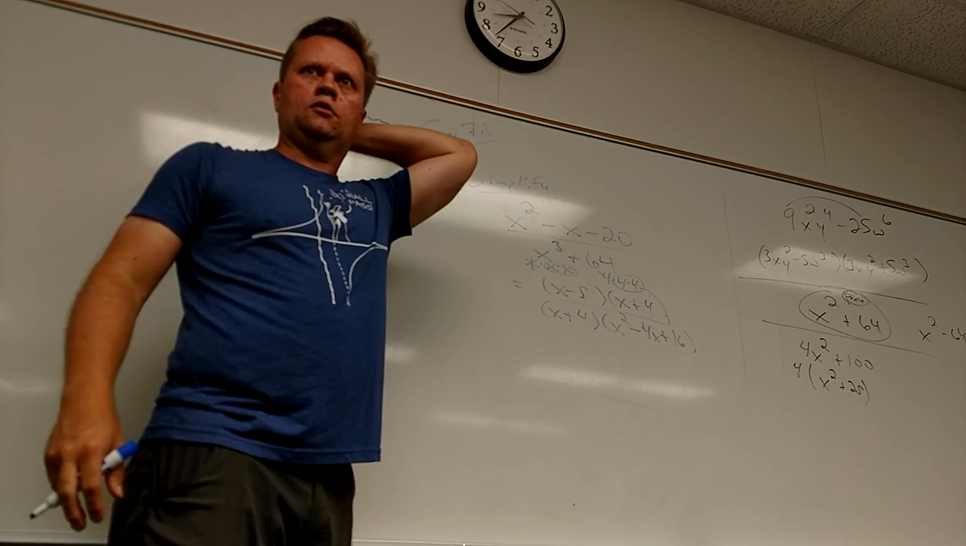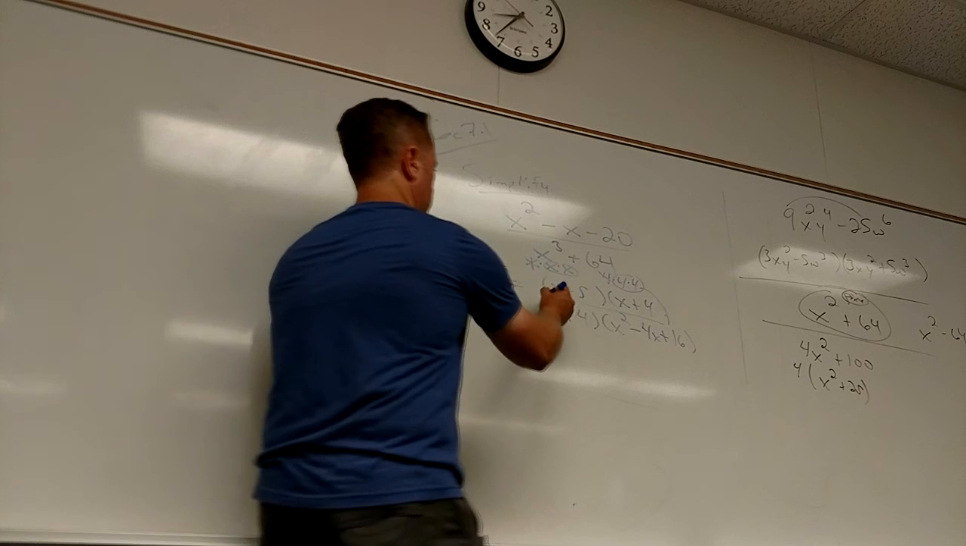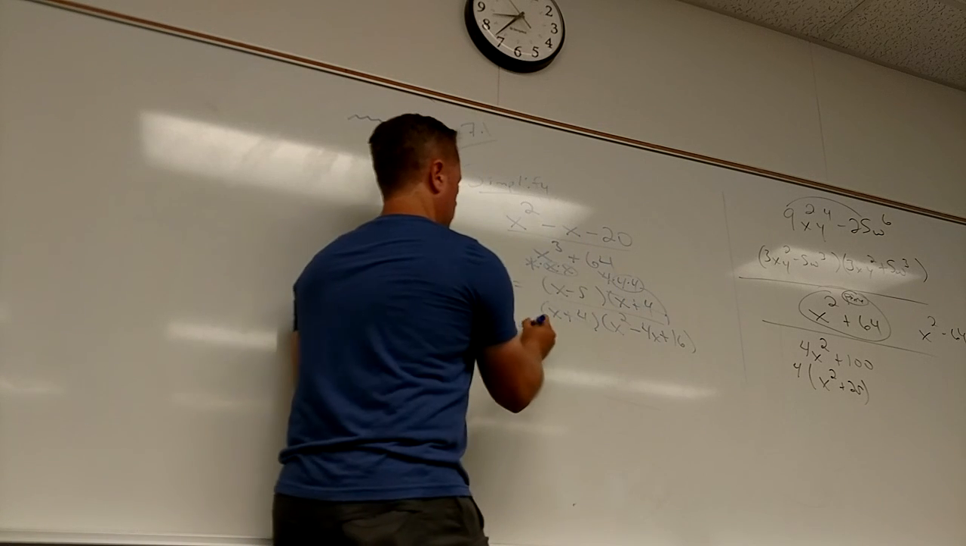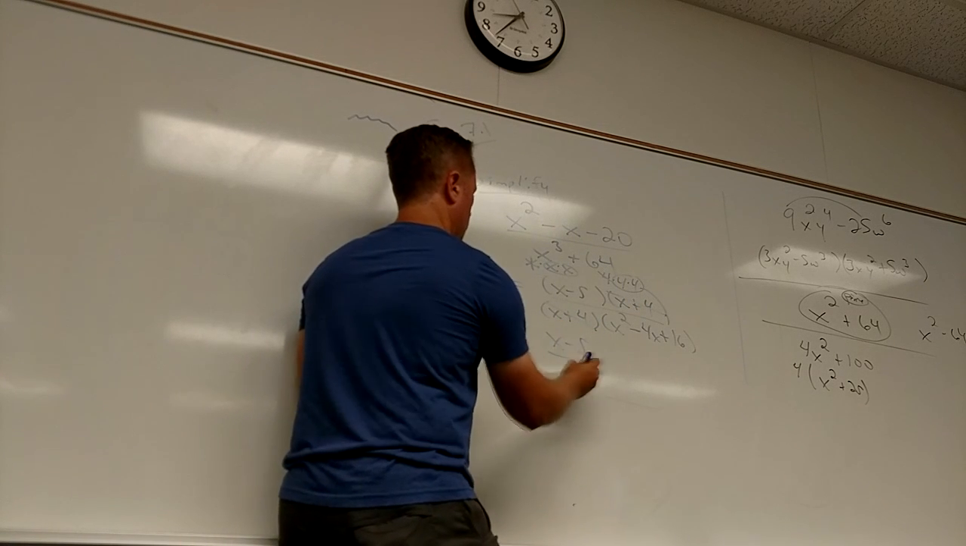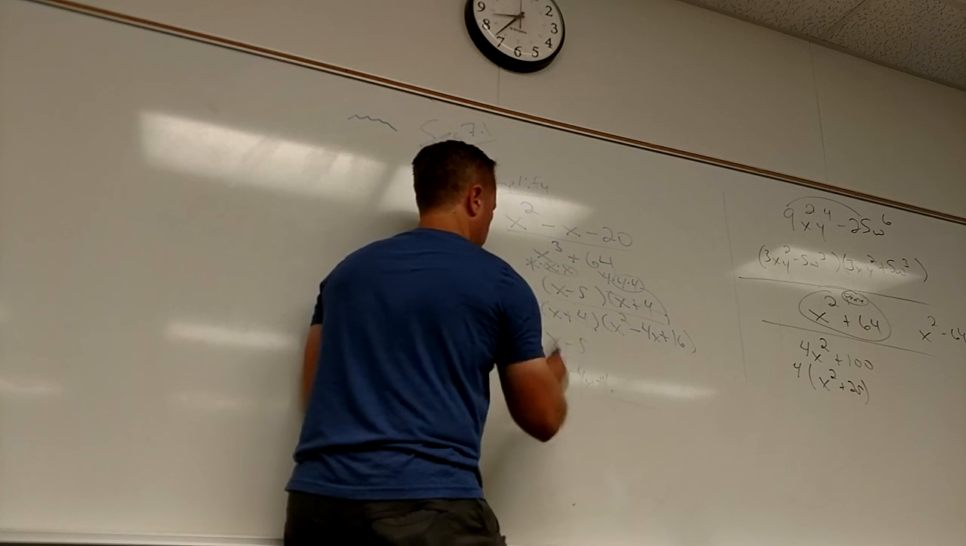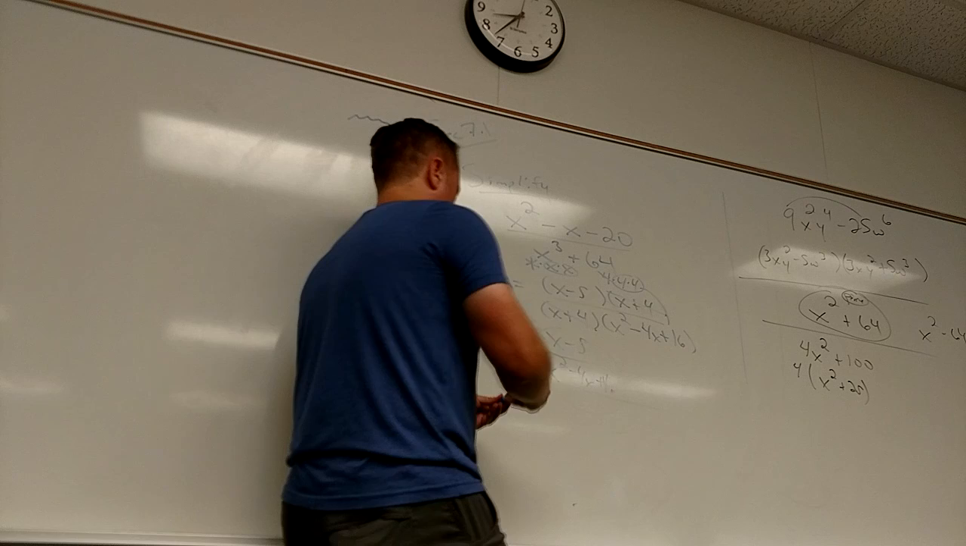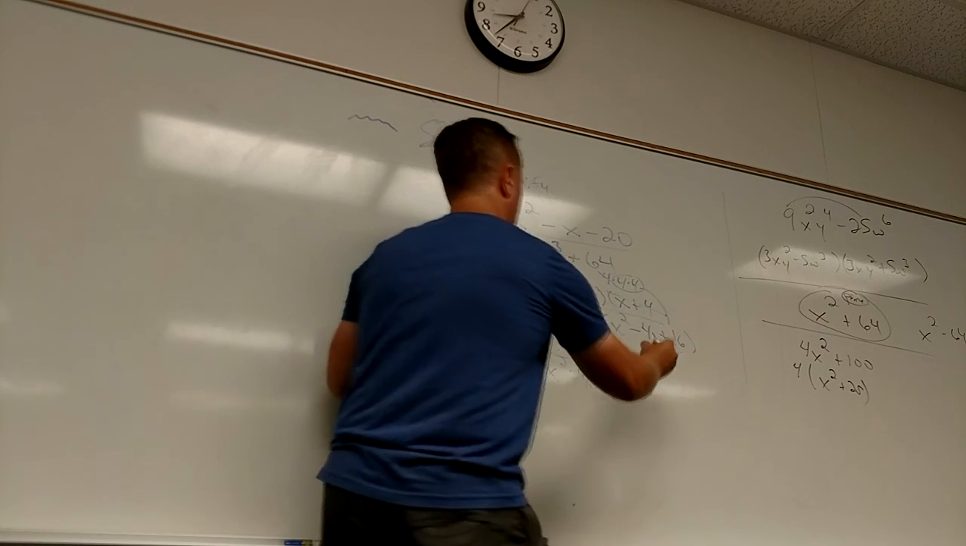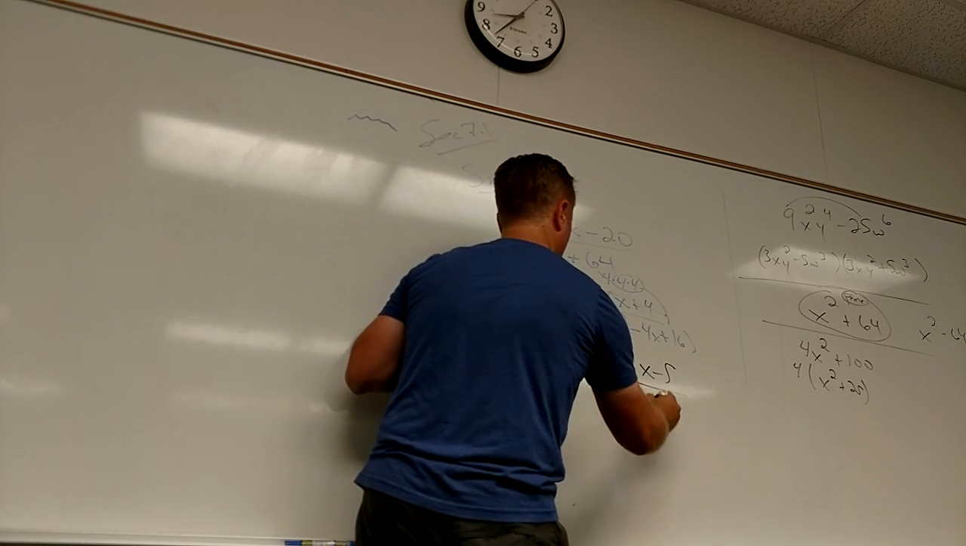You could cancel the x plus 4. Yeah, the x plus 4 is canceled. So you end up with x minus 5 over x squared minus 4x plus 16. You're just about out. You write that in. x minus 5. Look at that.